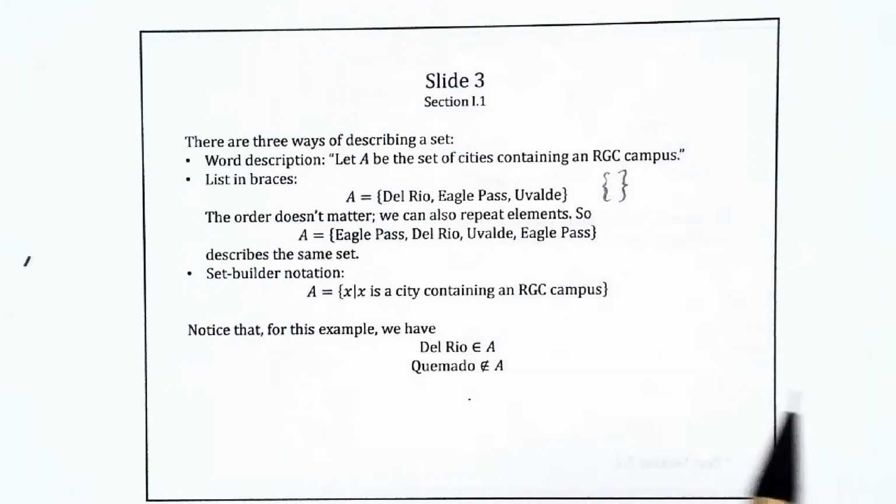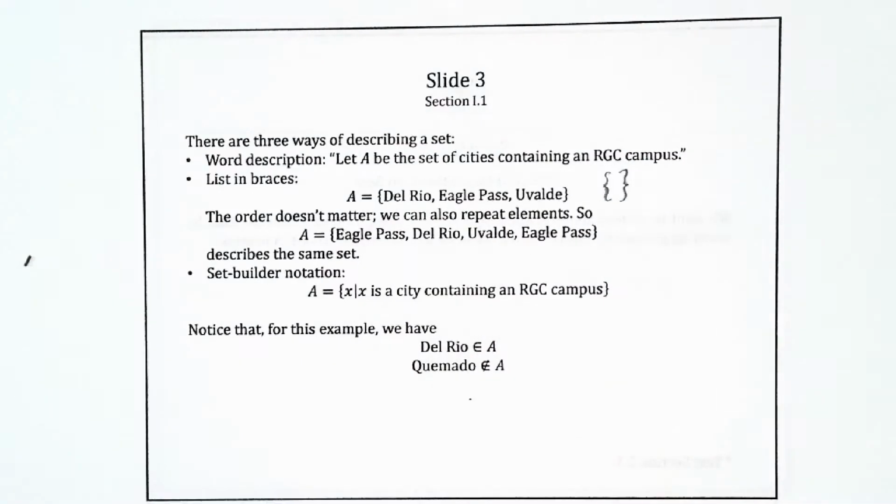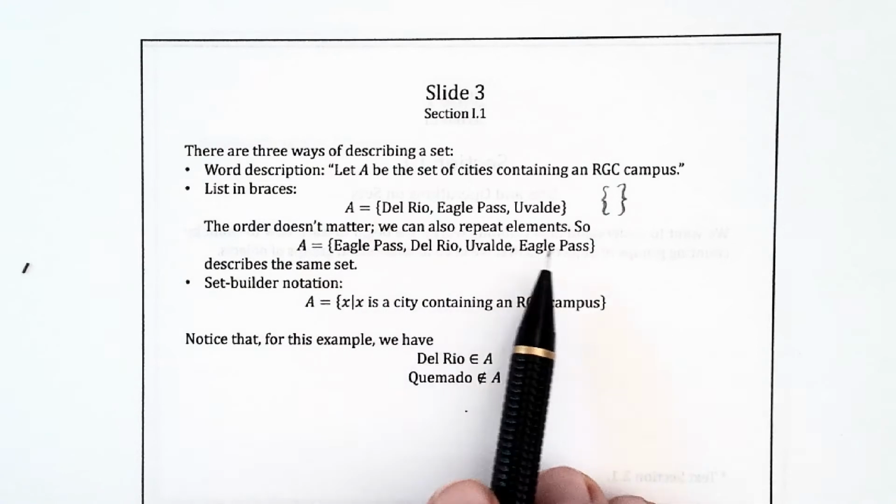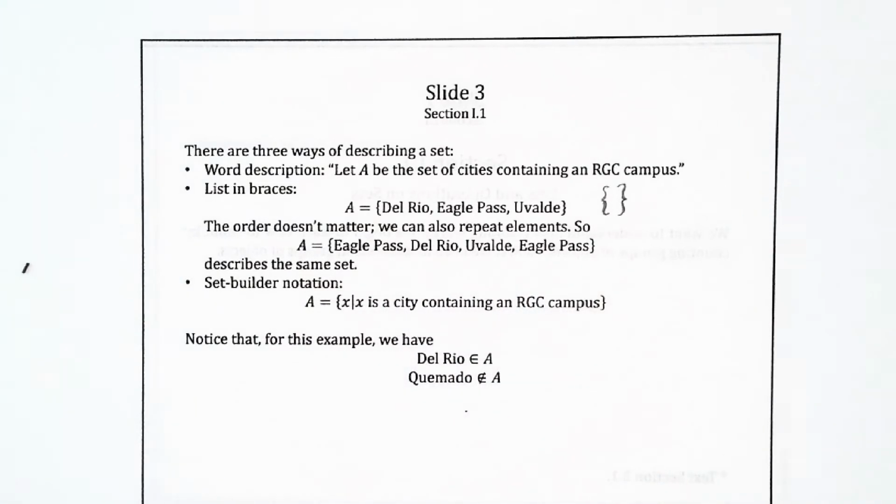But when you do this, the order doesn't matter. It also doesn't matter if you repeat things. So for example, if I said A is a set containing Eagle Pass, Del Rio, Uvalde, and Eagle Pass, that's the same set. We just care about what's in there, not about the order or the repetition.